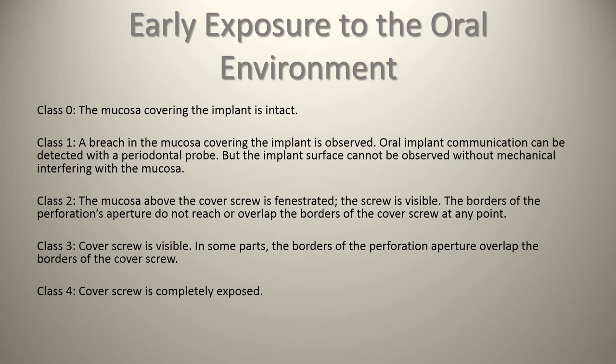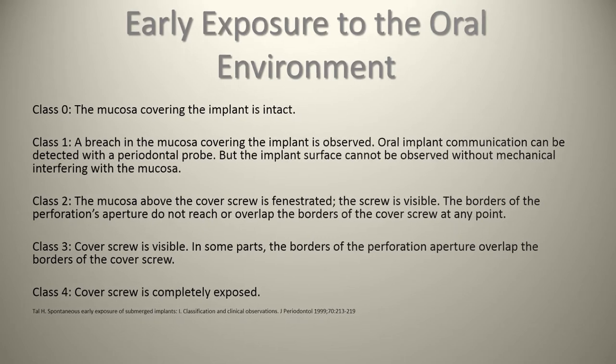So let's take a look at a few cases now. Basically, we're talking about stage two surgery. More or less, you have the implants underneath the tissue. How do you get to them? Many times you have a surgical dentist and a prosthetic dentist, and in many cases, you are the surgical and prosthetic dentist. So how do you get at these implants?